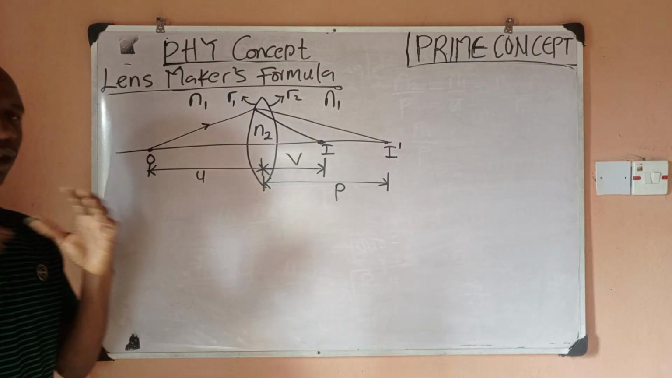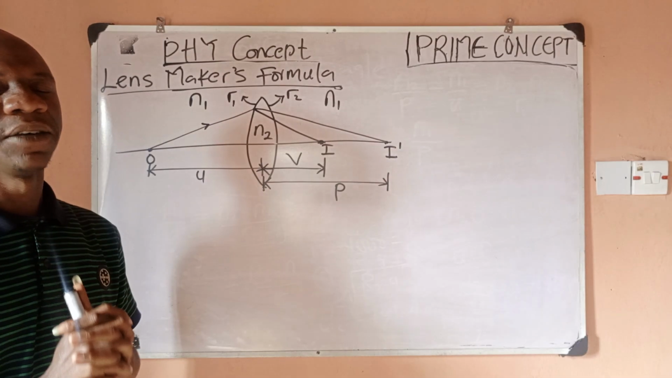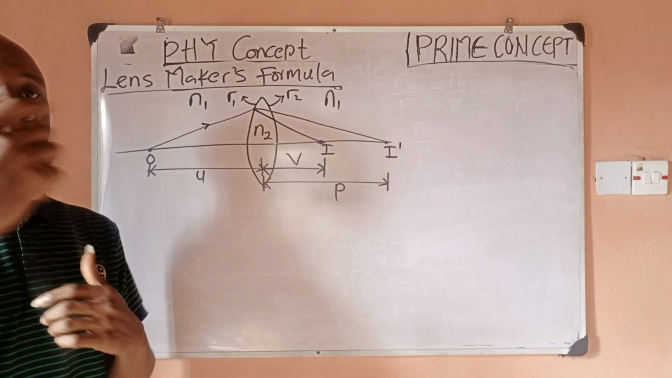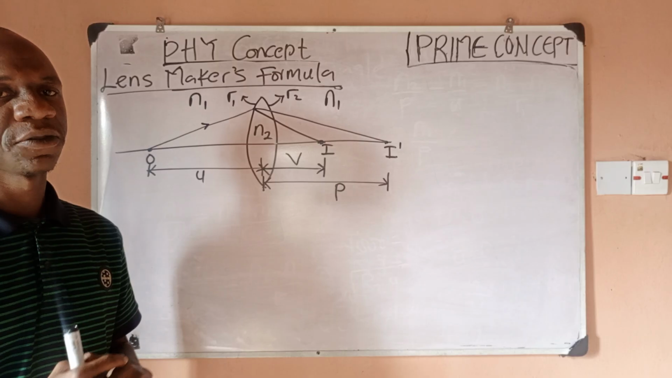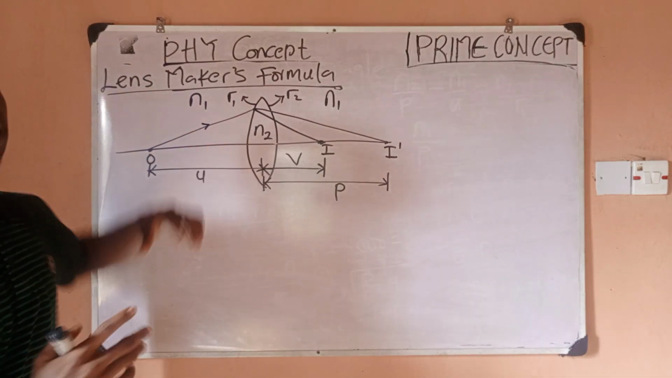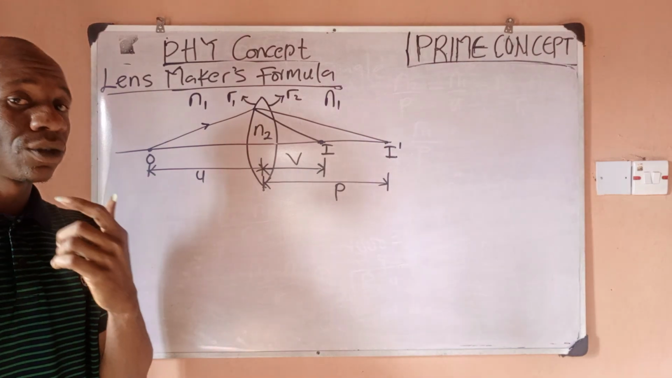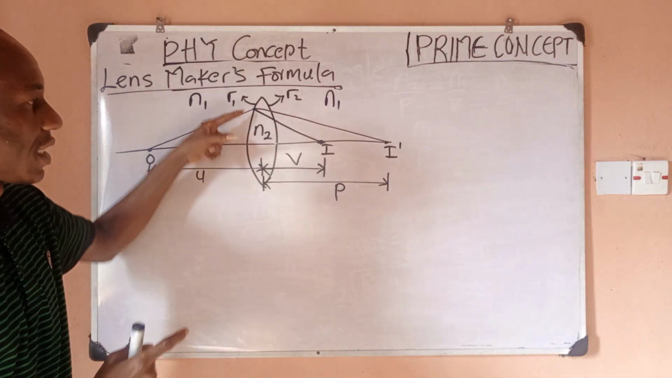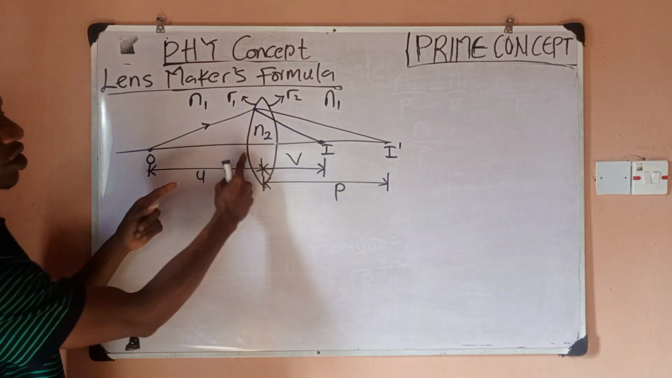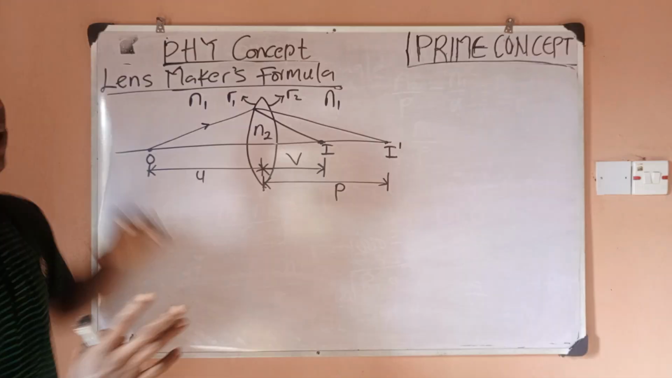Now, if you recall, in my previous video, we derived a formula known as the Gaussian formula, which is used when you have refraction at a single surface. So I'm going to be using that relationship to derive my lens maker's formula. The Gaussian formula is applied to a single surface. So since I have two single surfaces here, I can apply the Gaussian relationship twice to these two surfaces, and then I would arrive at my lens maker's formula.